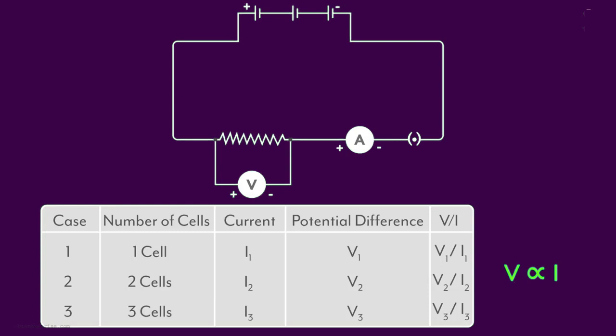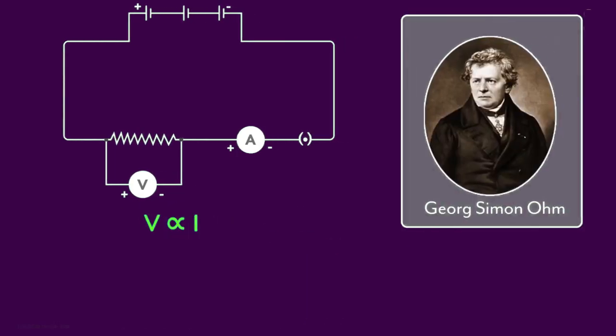The relationship was discovered by the scientist Georg Simon Ohm in 1827. Notice the resistance here is constant and the temperature is also constant. This is Ohm's law. If V is directly proportional to I, it also means V over I is constant, and this constant is nothing but the resistance.